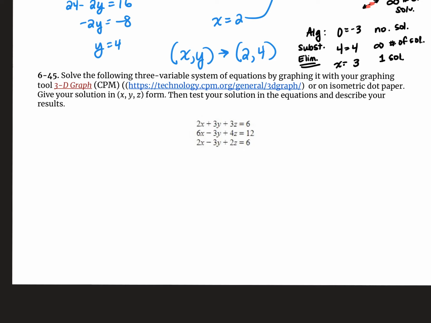If you're curious about what this looks like, go ahead and go to those links and type in those equations, and you can kind of play around with it and see. It's a kind of a neat thing. But we're not going to do that.